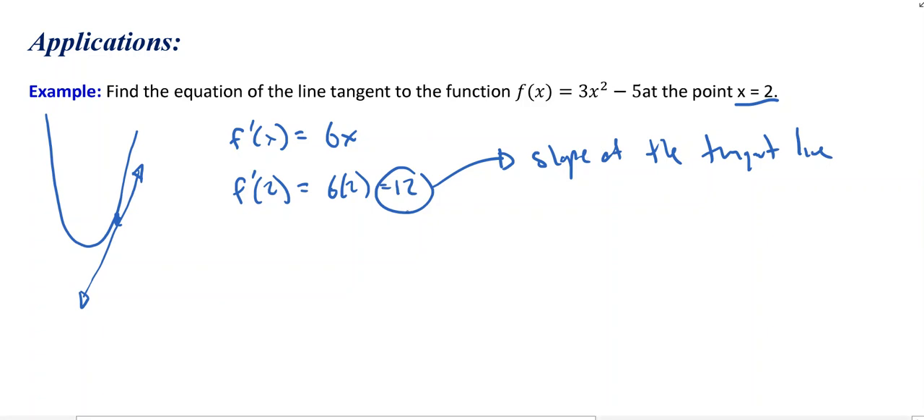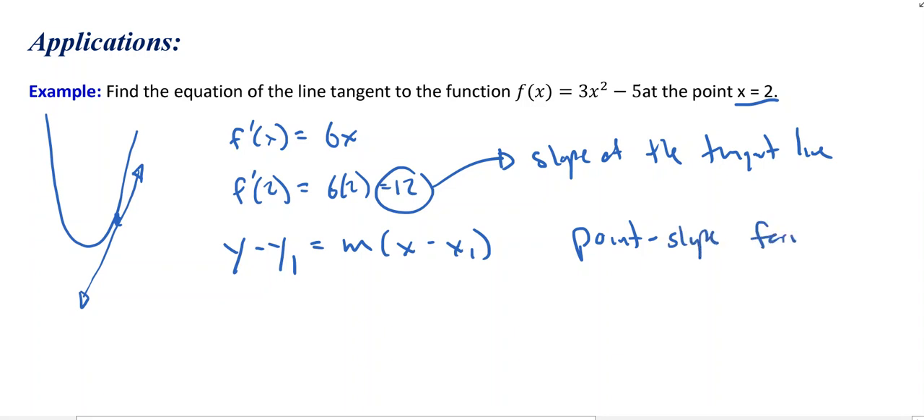Now that we have the slope of the tangent line, we can go to our formula, y minus y1 equals m times x minus x1. This is called the point slope form of a line. And we can use that to find the equation of the tangent line. What we need is the slope, a y sub 1 and an x sub 1. Well, we can use 2 as the x sub 1.